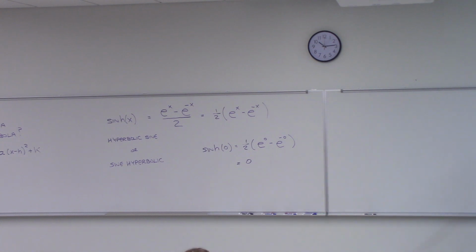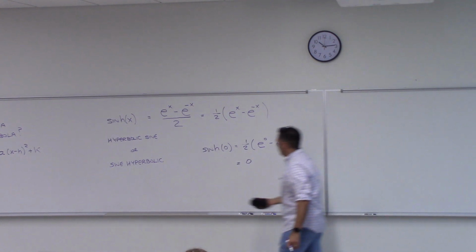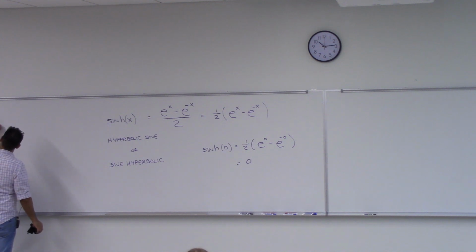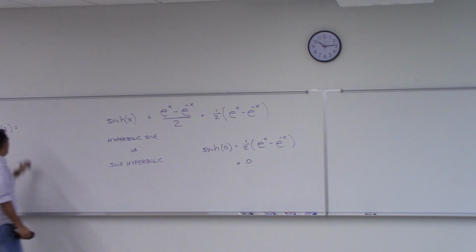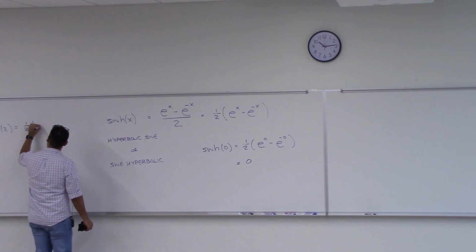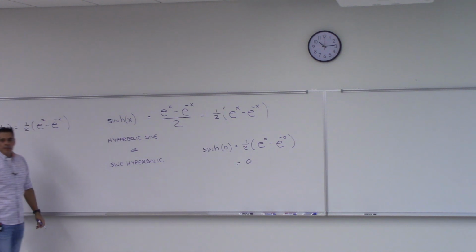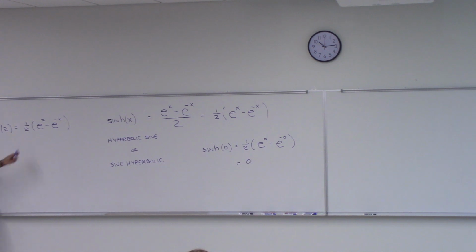With me? Let's try something a little more complicated. Let's do sine hyperbolic of 2. Plug in 2. You just get 1/2 times e squared minus e to the negative 2, just replacing the x's with 2's. And there's nothing you can do to combine these two together now, right? e squared is whatever e squared is. You probably have to do that on your calculator.